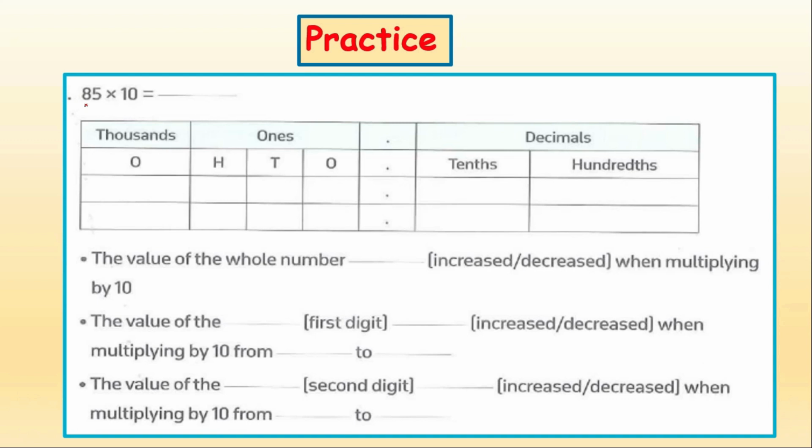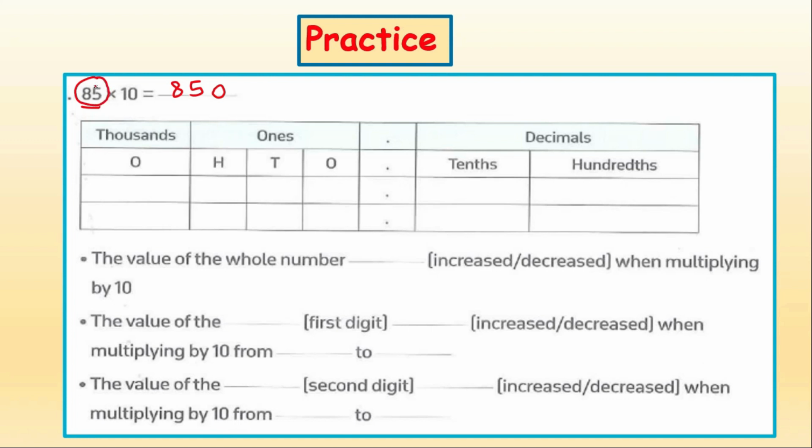Okay, here we have a practice. Multiply 85 times 10. 85 times 1 equals 85, and then drop 0 because 85 times 0 equals 0, and then use the chart to write each digit in its place value before and after multiplying.